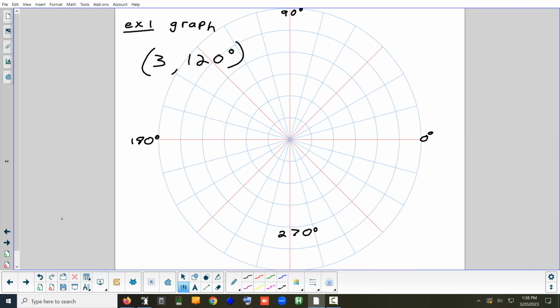Okay, so first thing we want to make sure is we know which one is R and which one is theta. What's my R in this case? 3. And that means that is the angle. So don't worry about the angle yet. Start with R. What way am I going to go starting from the pole? And how many units am I going to go? I'm going to go right 3. 1, 2, 3.